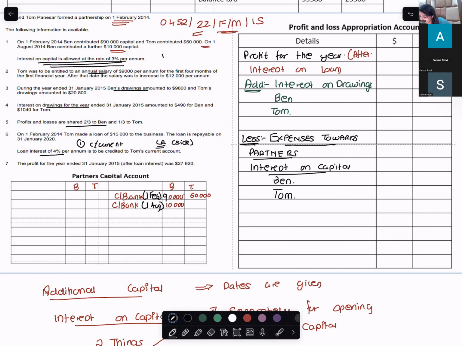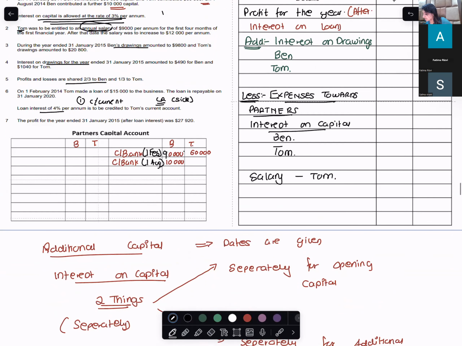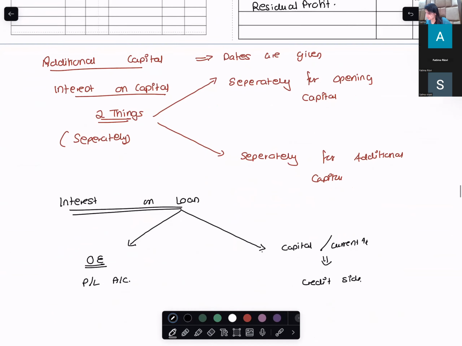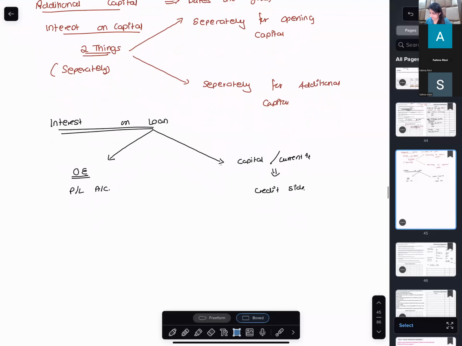Also, there is one more thing. What is that one more thing? Salary. Salary is only for Tom. After this, you get residual profit. You make 2 lines for residual profit. Then what will you write? Share of profit. Very good.